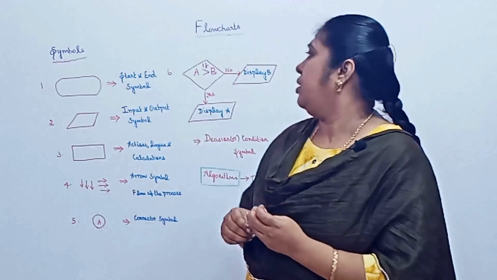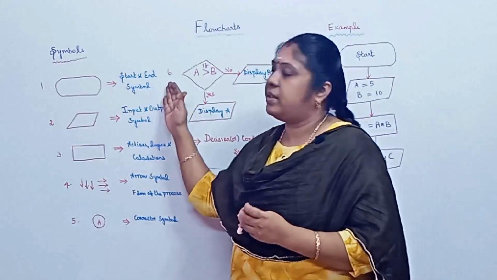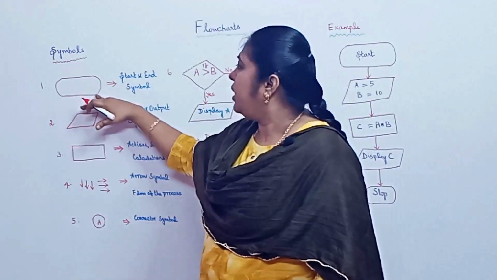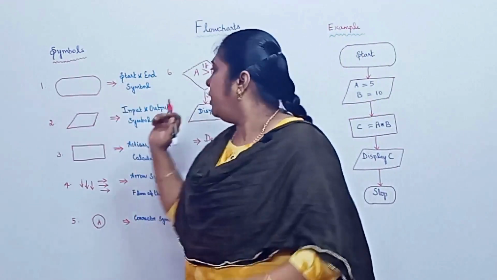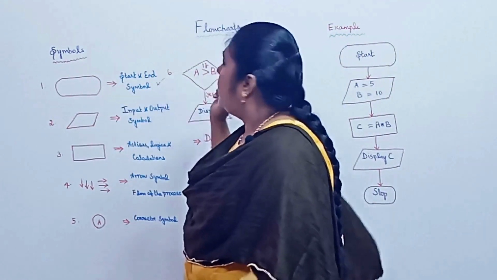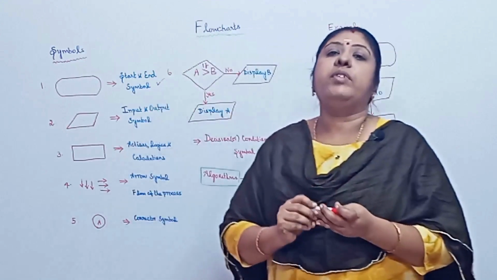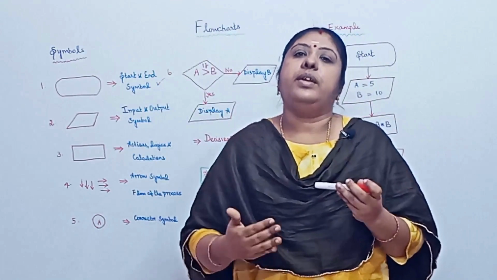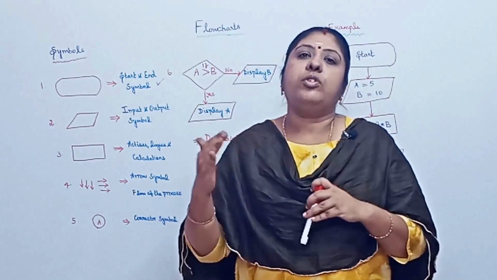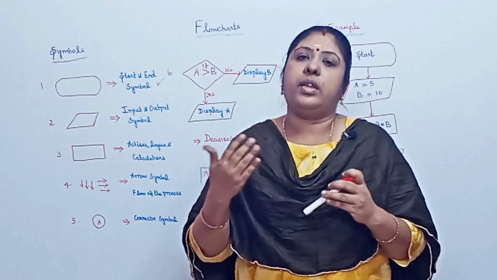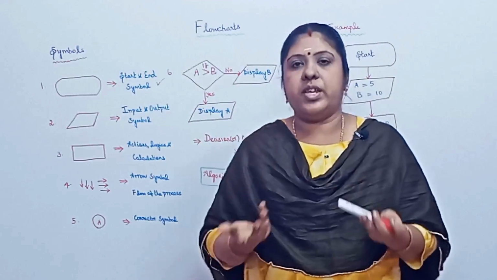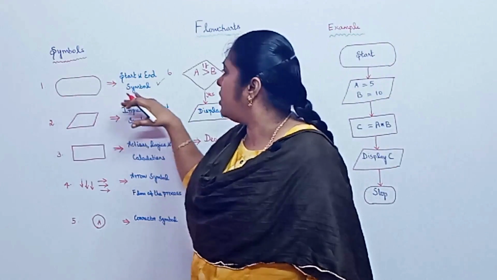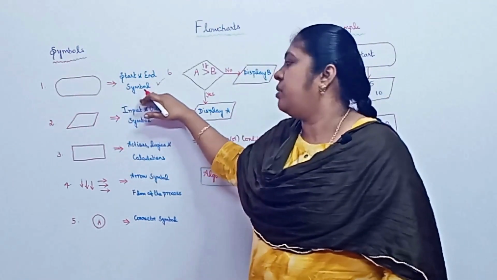Moving on to the topic, the first symbol is the oval-shaped symbol. It is called the start and end symbol. Every flowchart will begin with a start symbol and end with an end symbol. In between, we write the program, which consists of a sequence of steps. So the first one is the oval shape, which is the start and end symbol.